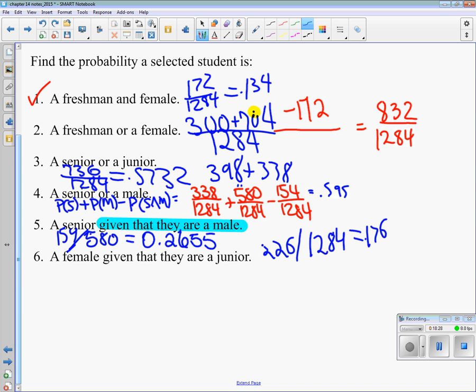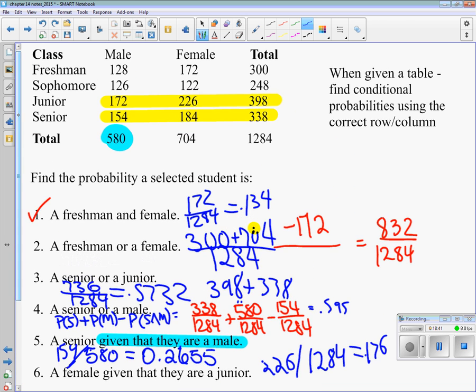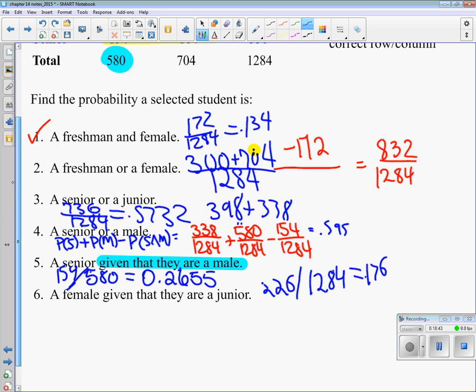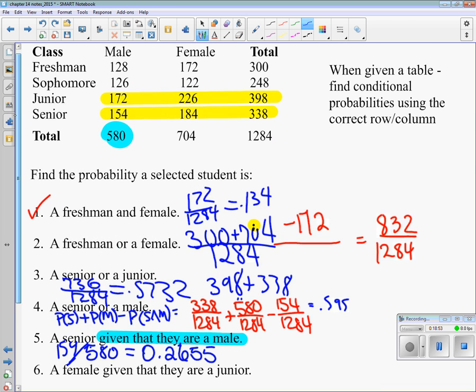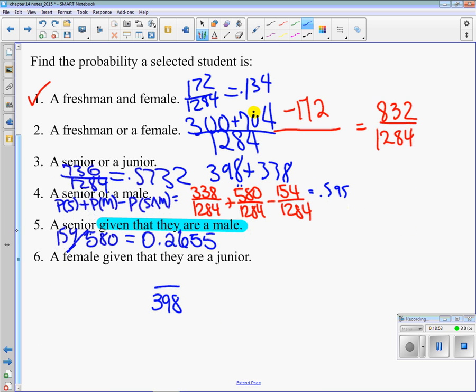What's the problem with number 6? Same thing. The denominator's wrong. What should the denominator be in number 6? Juniors. So let's look back up here, because given that they're a junior, it should be 398. So the denominator here should be 398. What's the numerator? 226. Angelica's on fire. Okay. Make sure you understand what goes where.